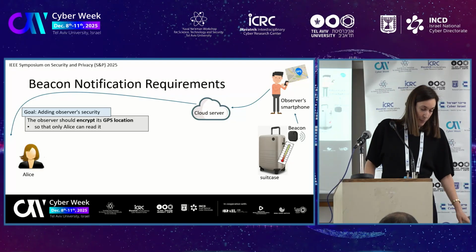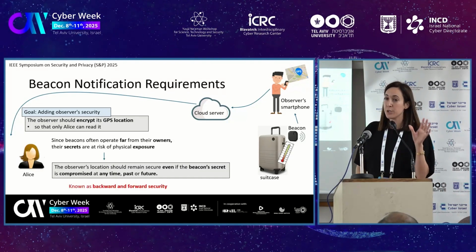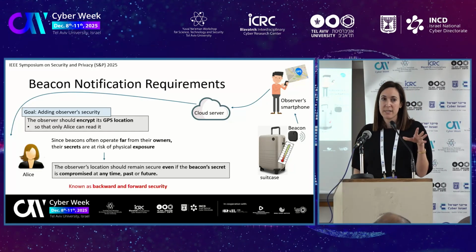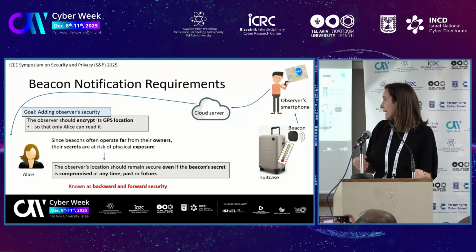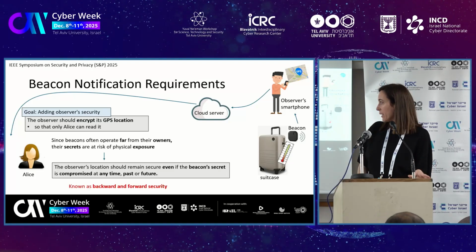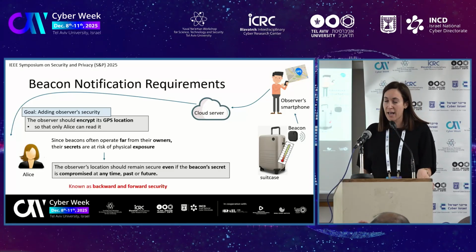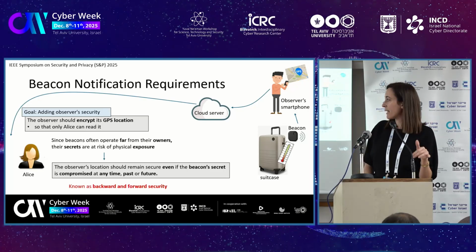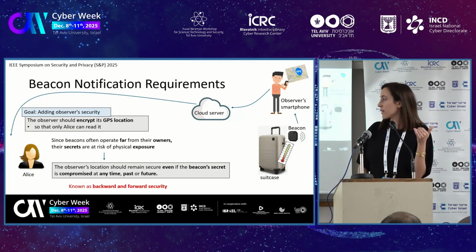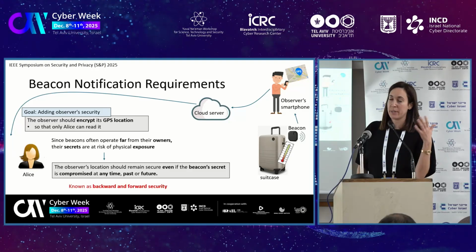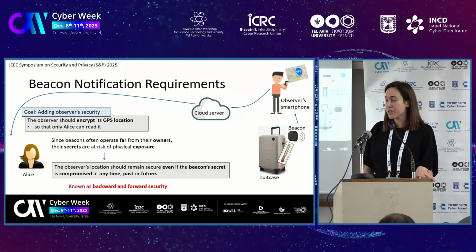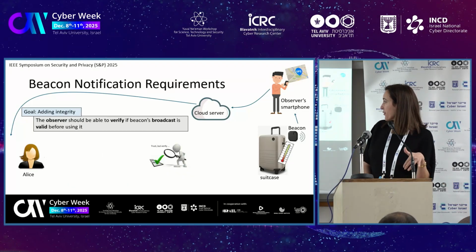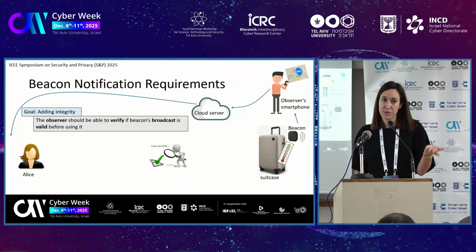But the thing with beacons is that they usually operate when they're far from the owner. Therefore, adversaries can apply some physical attack and can extract the secrets of the beacon. Therefore, it's very important for us that the GPS location of the observer will remain secure even if the beacon is compromised at any time, maybe in the past or in the future, and this is known as backward and forward security.